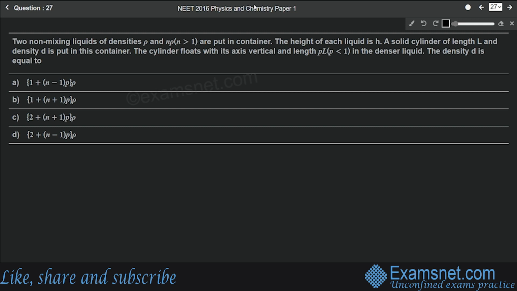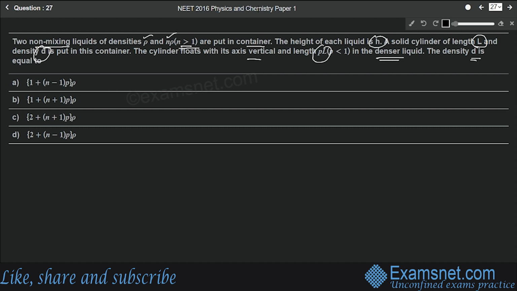Question number 27 is from the chapter Mechanical Properties of Fluids, and the question is: two non-mixing liquids of densities rho and n rho, where n is greater than 1, are put in a container. The height of each liquid is h. A solid cylinder of length capital L and density small d is put in this container. The cylinder floats with its axis vertical and length PL, where P is less than 1, in the denser liquid. The density d is equal to.